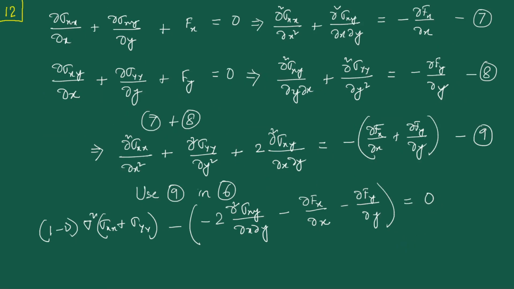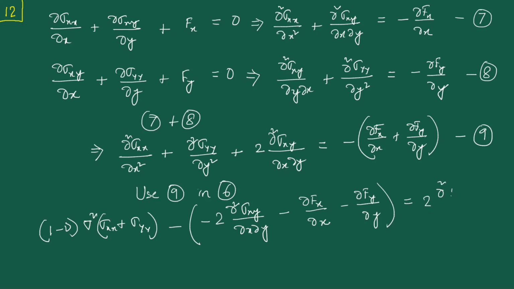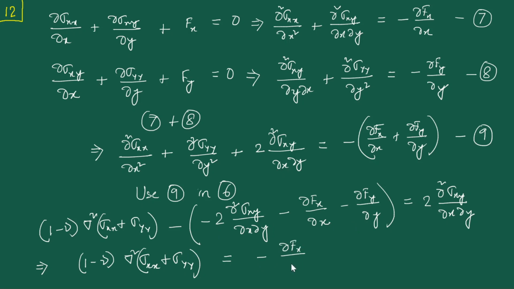Sorry, on the right hand side I do not have a 0, rather I have this term involving sigma xy, twice del square sigma xy del x del y. If you note that this minus and this minus is a plus, so this term is cancelling with this. So overall what I'm going to get is 1 minus nu Laplacian of sigma xx plus sigma yy, that is equal to, so this minus and this minus is a plus on the left hand side. If I transpose these two terms to the right hand side, I will get minus of, within bracket, del fx del x plus del fy del y. Okay, now let's call this equation number 10.